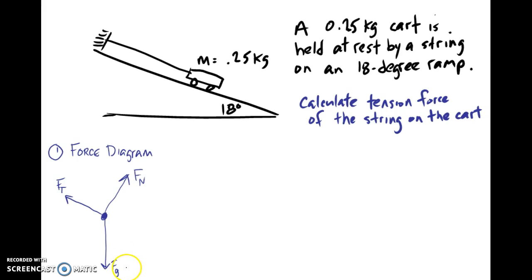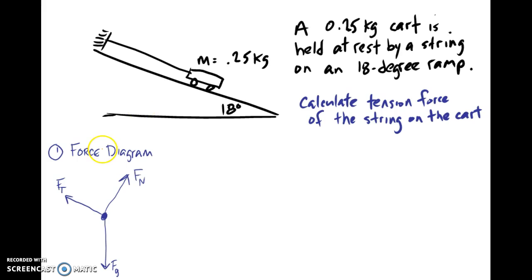That would be just gravity straight down, normal force perpendicular to the surface of the ramp, so you see it goes off at an angle, and the tension force of the string pulling on the cart along the line of the string. We're going to want to do net force equations to add up x and y forces, so I need to draw x and y axes.